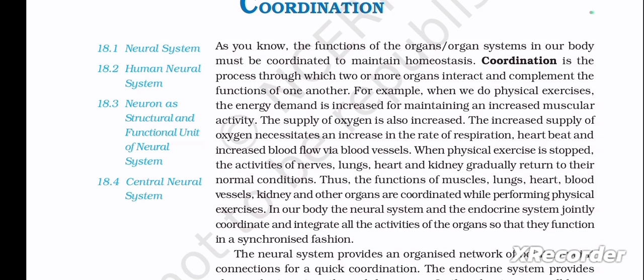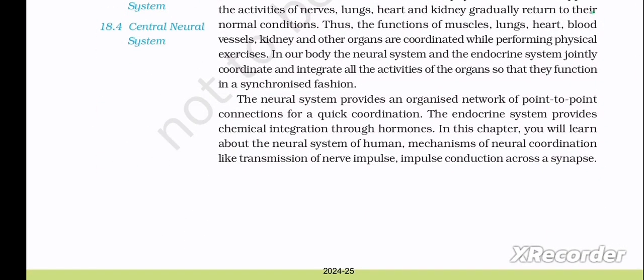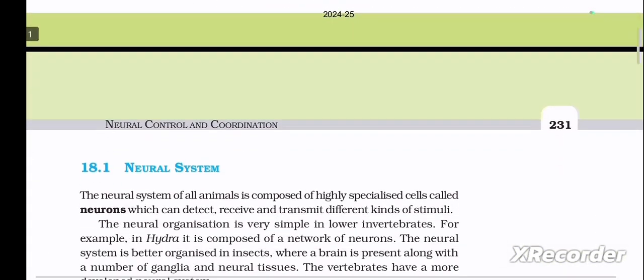In our body, the neural system and the endocrine system jointly coordinate and integrate all the activities of the organs so that they function in a synchronized fashion. The neural system provides an organized network of point to point connections for a quick coordination. The endocrine system provides chemical integration through hormones. In this chapter, you will learn about the neural system of human, mechanisms of neural coordination like transmission of nerve impulse, impulse conduction across synapse.